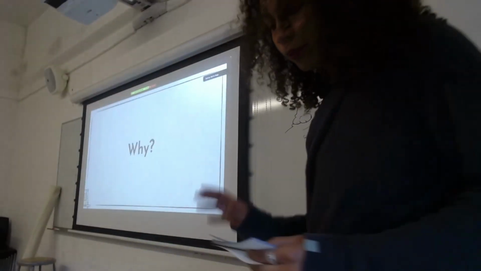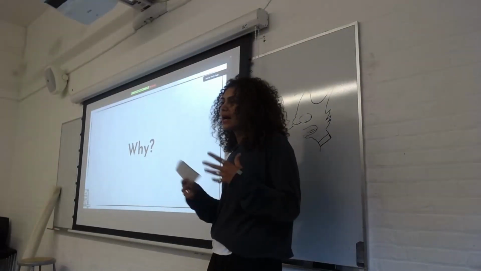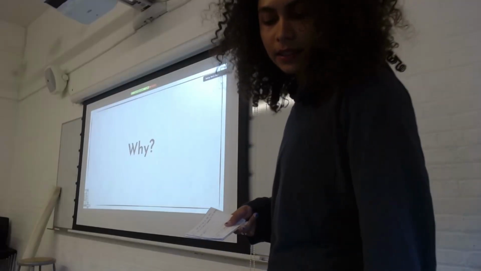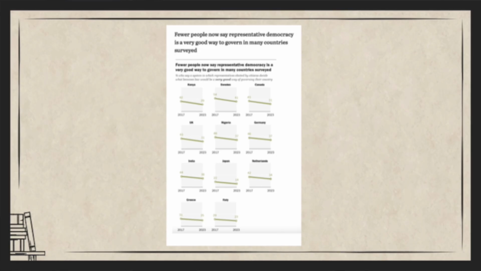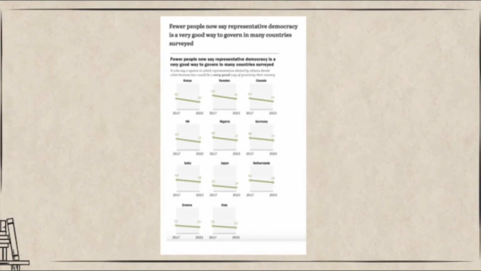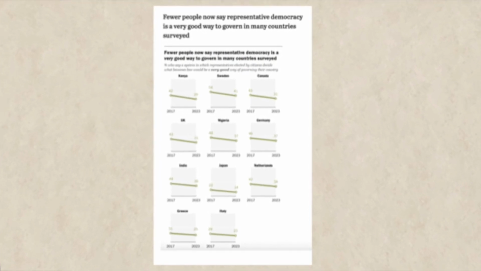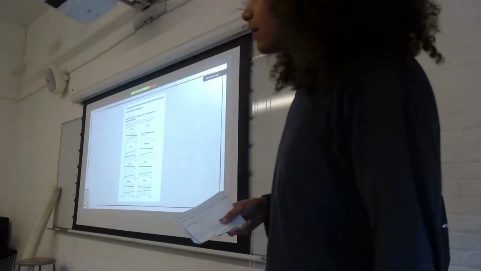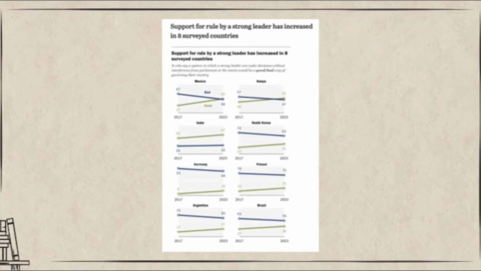And to preface, I would just like to give you guys some information as to why I am presenting this subject. Recent studies have shown that fewer people now say that representative democracy is a good way to govern. As you can see, all of these different countries have in common that there's been a decline in support for a representational system of governance. And to add to that, there has actually been an increase in support for rule by a strong leader.